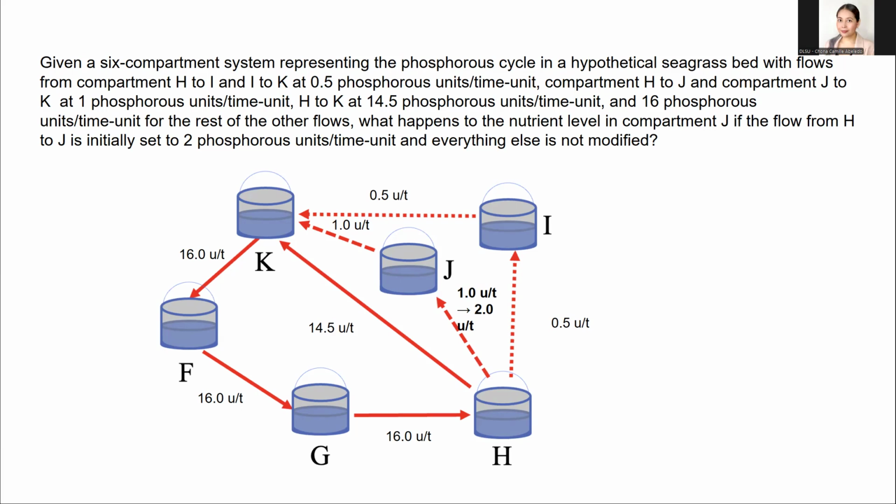Alexandria, go ahead. Miss, if you can see the output required from J to K, it's still 1 phosphorus unit per time. And since J is receiving twice the amount as that, it won't ever have the opportunity to distribute those extra units. So the content of J will increase over time. Okay, thank you for that, Alexandria.